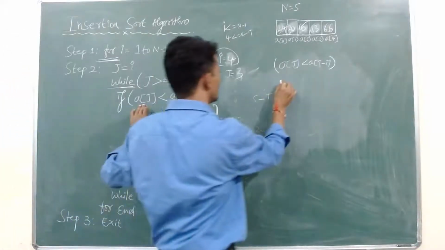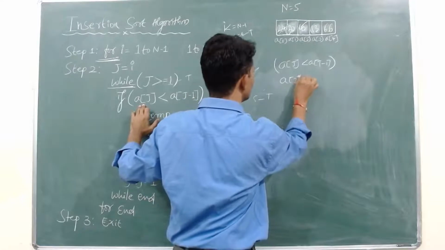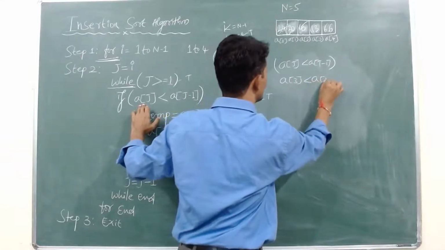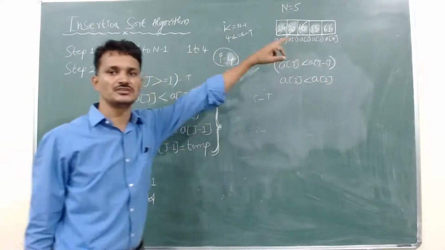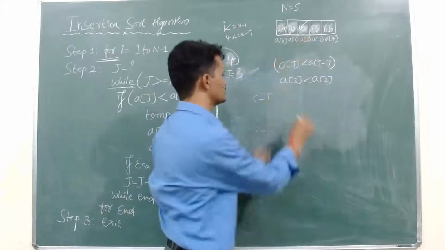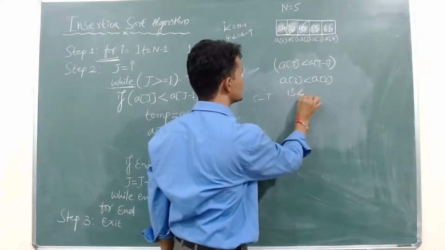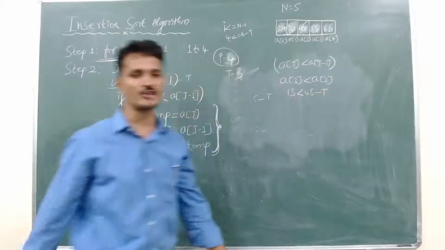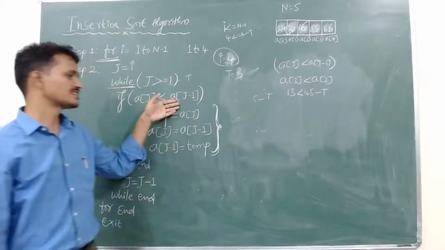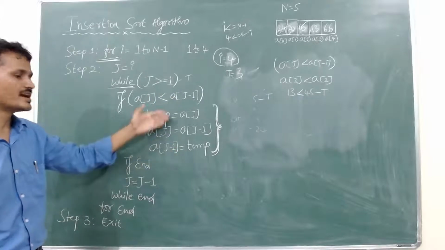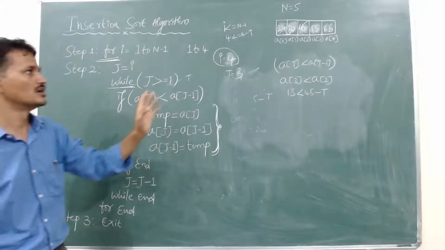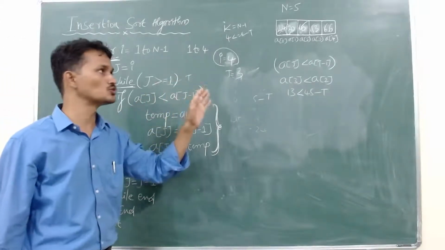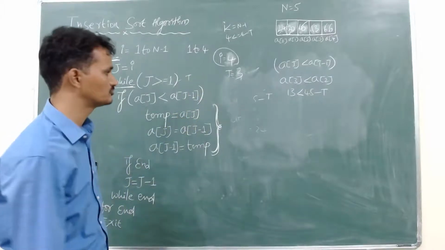So A of j means A of 3 is less than A of 2. What is the value stored in A of 3? 13. Look at this, 13. 13 is less than what is the value stored in A of 2? 45. 13 is less than 45. Of course, it is true. When this condition is true, what do we need to do? I need to interchange those two values. 13 will be shifting to A of 2 and 45 will be moving to A of 3.